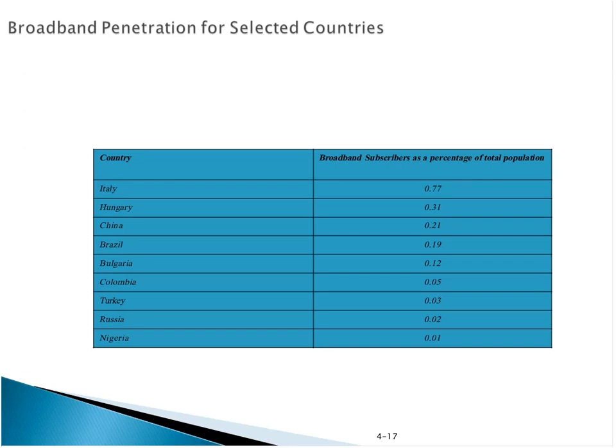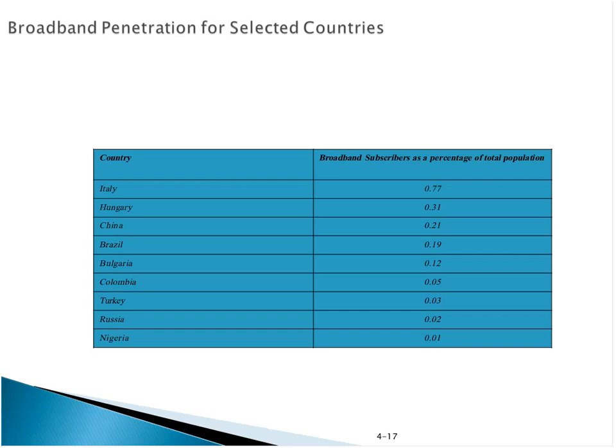The countries like Italy, Hungary, China, Brazil, Bulgaria, Colombia, Turkey, Russia, and Nigeria are here. And then we have the broadband subscription as a percentage of total population in these countries. You can see Nigeria, one of the African countries, has the lowest. Nigeria is one of the most populated countries in Africa with 180 million people, and it will be very difficult in this country to have a high percentage. Most of the people are in rural areas rather than urban areas, and even in urban areas, we don't have really proper access to the fundamental infrastructure which is needed.